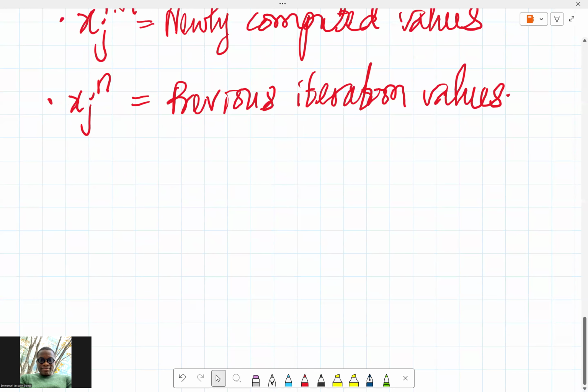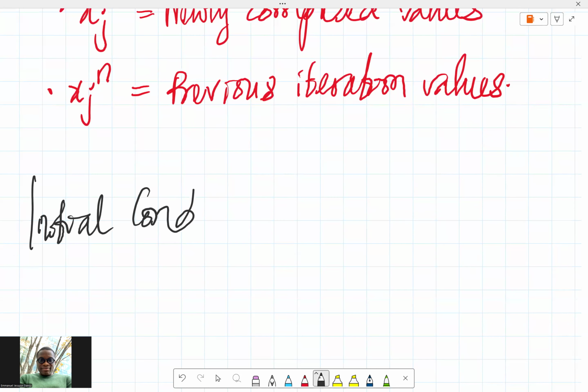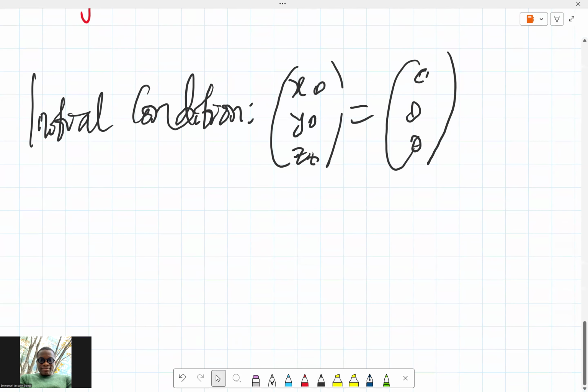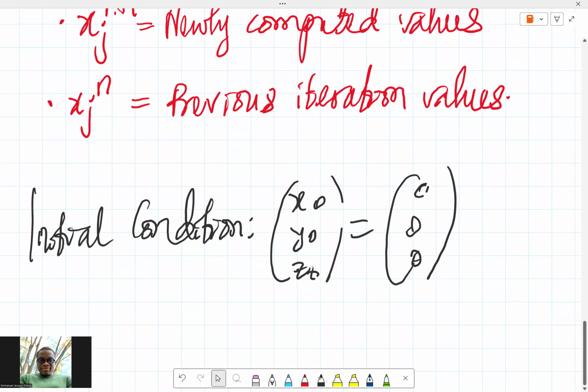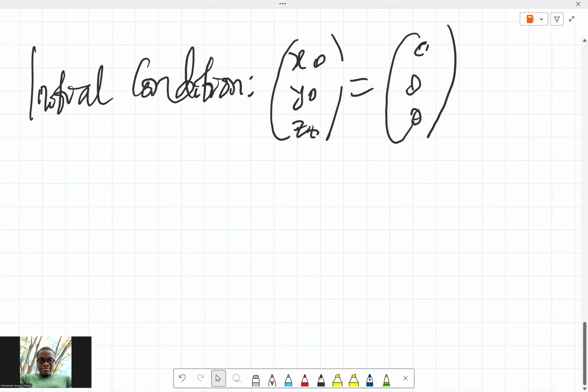Okay. And don't forget, usually we have an initial condition. You may be given one, and if you're not given, you can just choose them to be 0, 0, 0. That's the most convenient, but you may be given something different. So you have to be careful to choose your initial condition as 0, 0, 0 only if you're not given one.